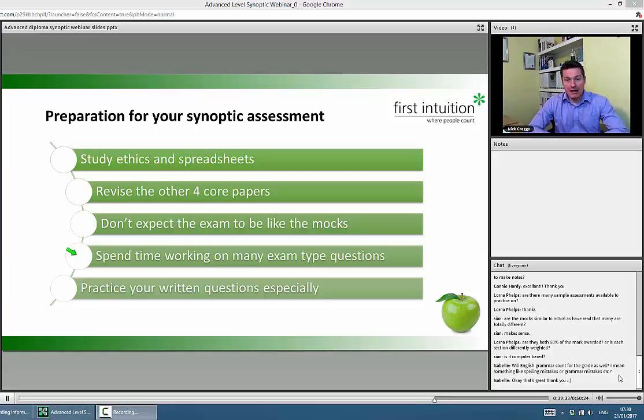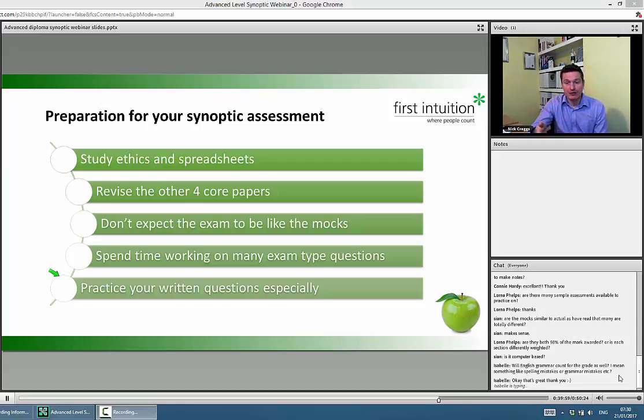And spend time working on as many exam type questions as possible, as wide ranging as you can. You want to experience as many different types of questions as you possibly can. And crucially, because this is very new to AAT students, practice your written questions especially, because your numerical questions you will have already been tested on in the single unit assessments.